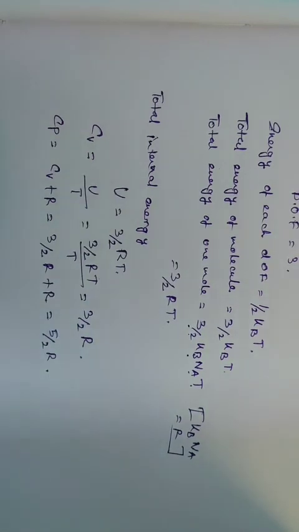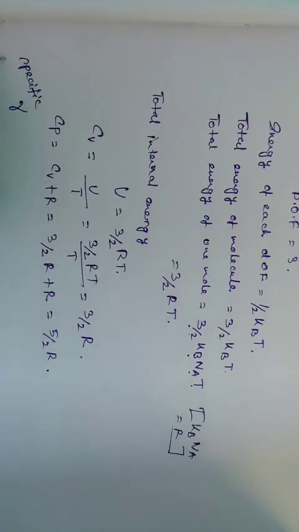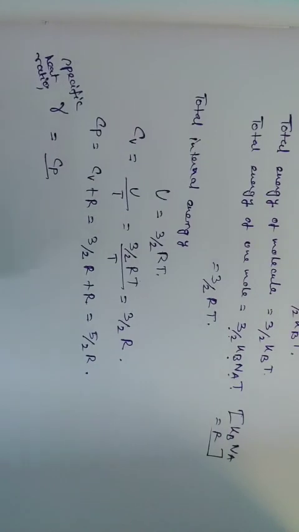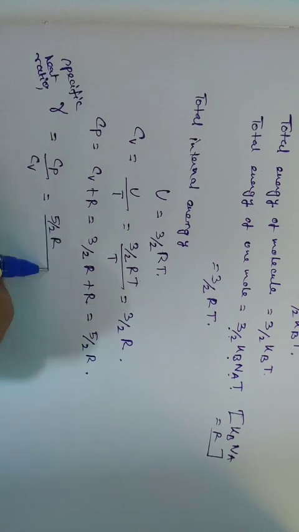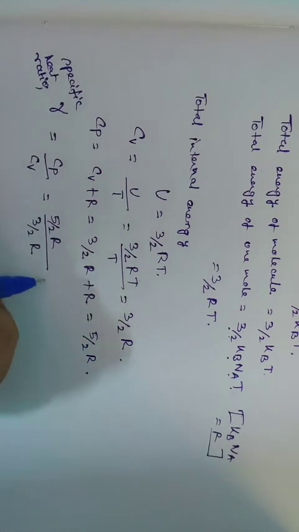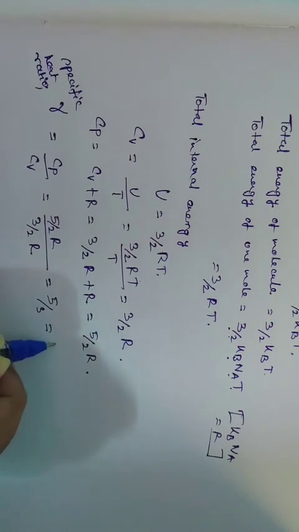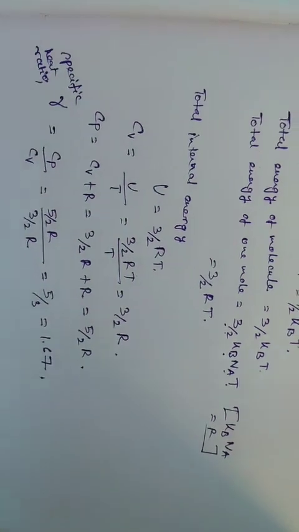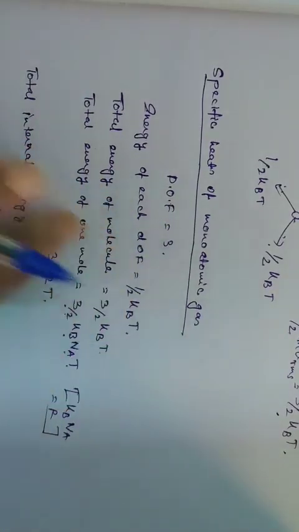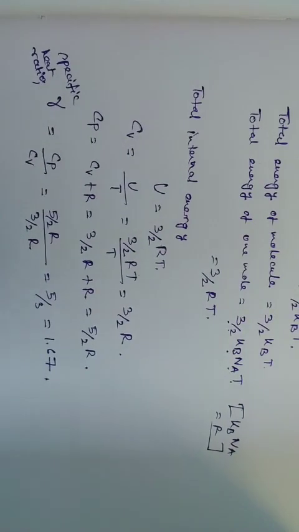Now from this we can find out the specific heat ratio, that is gamma. Gamma will be Cp by Cv, that is 5 by 2 R divided by 3 by 2 R, which will be 5 by 3, equal to 1.67. So this is the specific heat of monoatomic gas. Likewise, we can find out for diatomic gas and triatomic gas.